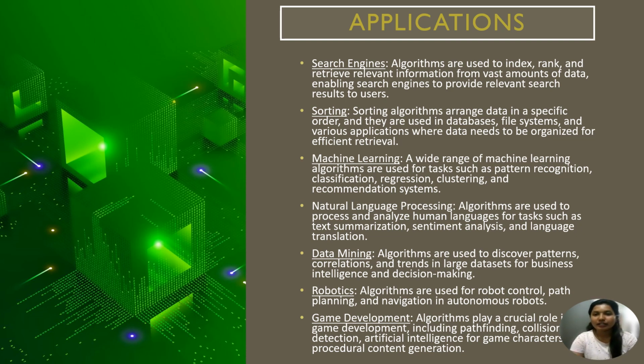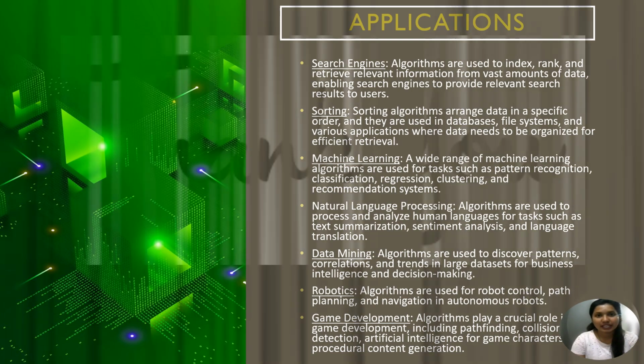Next, data mining. Algorithms are used to discover patterns and trends in large databases for business intelligence and decision making. Next, robotics. Algorithms are used for robot control, planning, and navigation of autonomous robots. Next, game development. Algorithms play a crucial role in game development, including pathfinding and collision detection, artificial intelligence for game characters, and procedural content generation. Thank you.